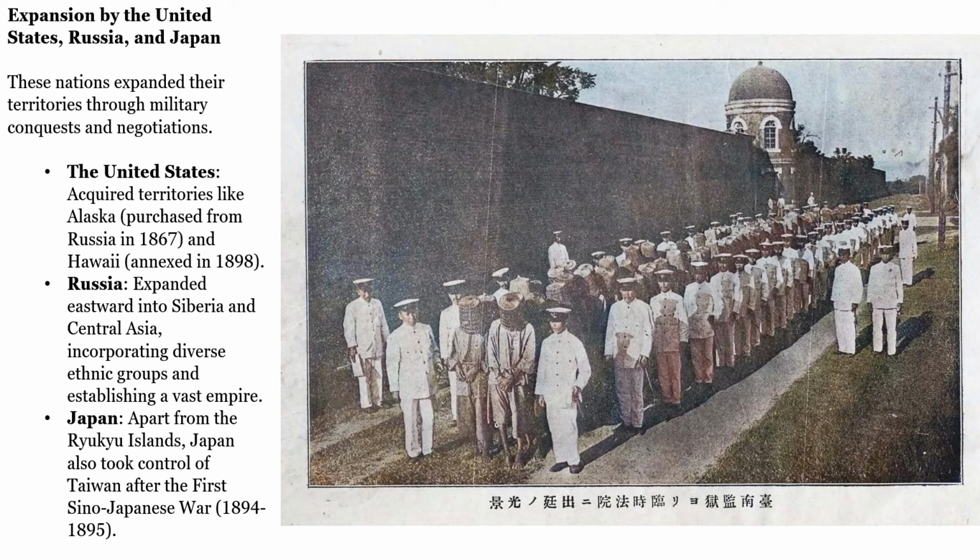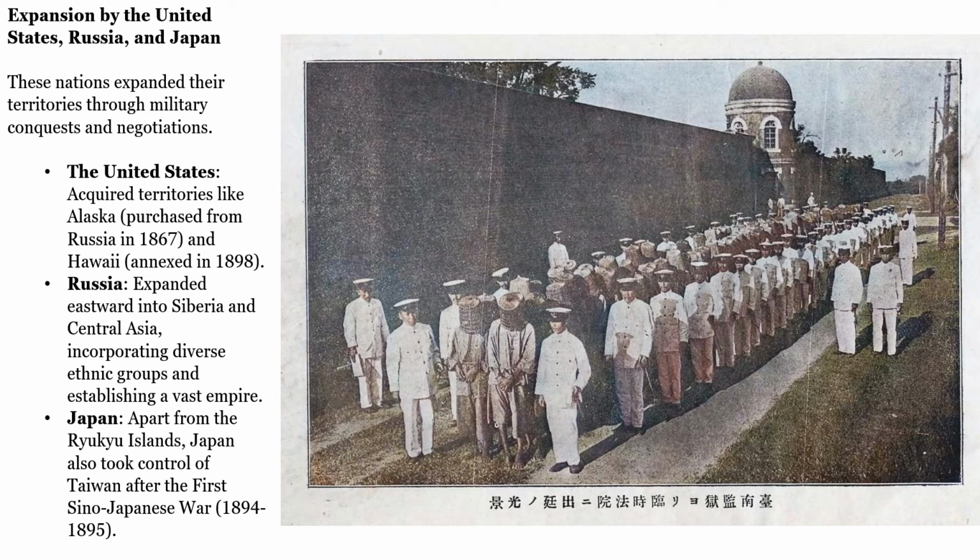Expansion by the United States, Russia, and Japan. These nations expanded their territories through military conquests and negotiations. The United States acquired territories like Alaska, purchased from Russia in 1867, and Hawaii, annexed in 1898. Russia expanded eastward into Siberia and Central Asia, incorporating diverse ethnic groups and establishing a vast empire after the Trans-Siberian Railroad. Japan, apart from the Ryukyu Islands, also took control of Taiwan after the First Sino-Japanese War in 1894 and 1895.